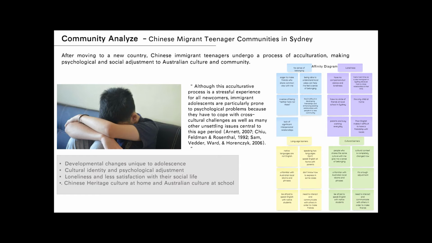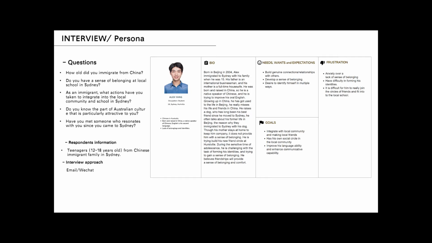In order to truly understand and know Chinese immigrant teenagers in Sydney, I interviewed 3 people from my target audience and developed this diagram. From this diagram, we can find that cultural identity and psychological adjustment, loneliness, and less satisfaction with their social life are the major challenges they face. I came up with some interview questions, interviewed 3 people from my target audience, and created a persona.